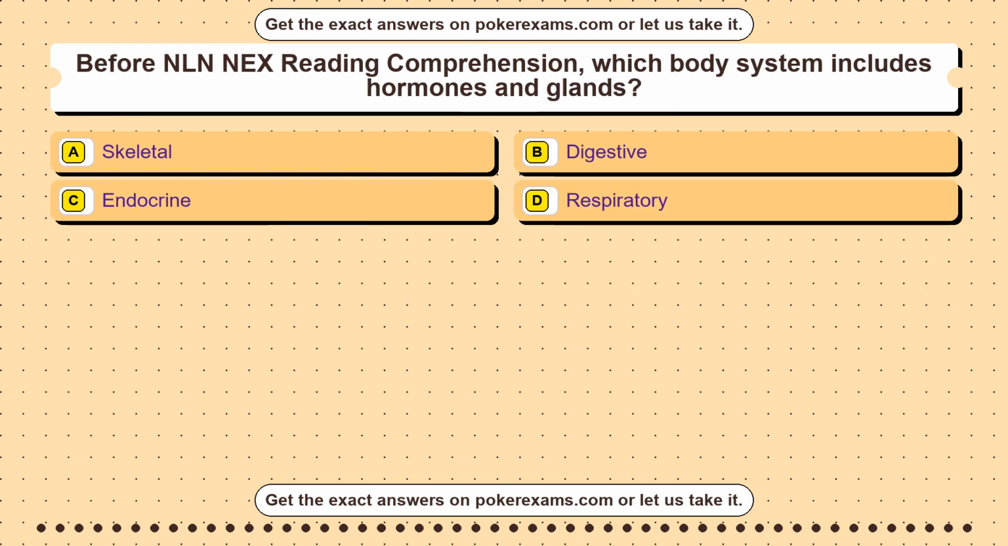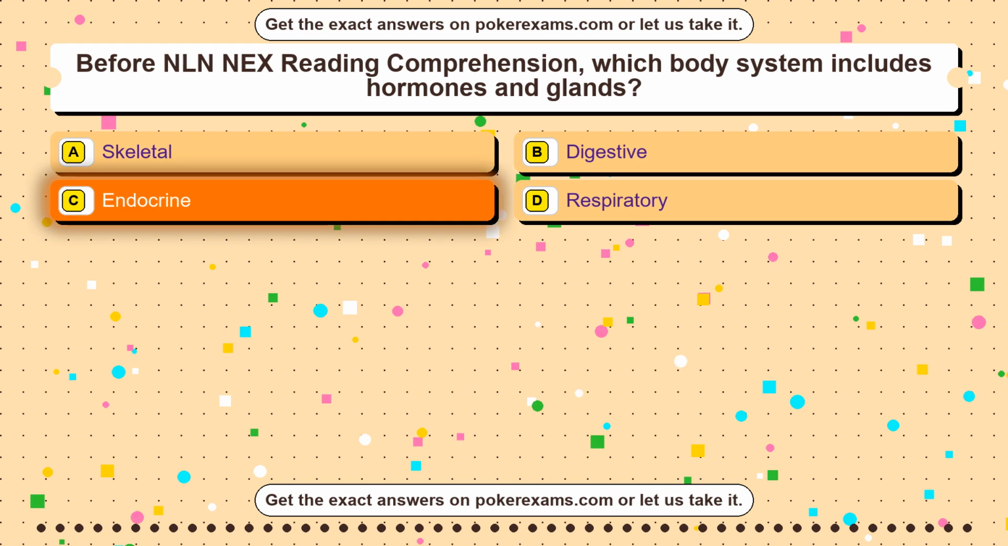Question 15. Before GED probability practice, which unit measures volume? Option A, gram. Option B, degree. Option C, liter. Option D, meter. The correct answer is option C.